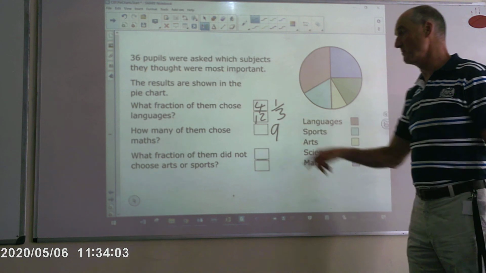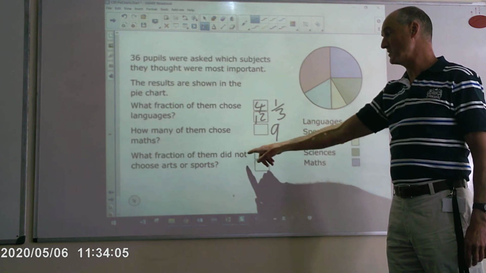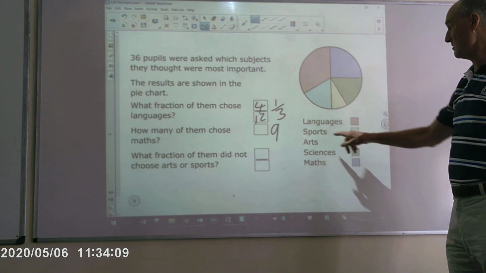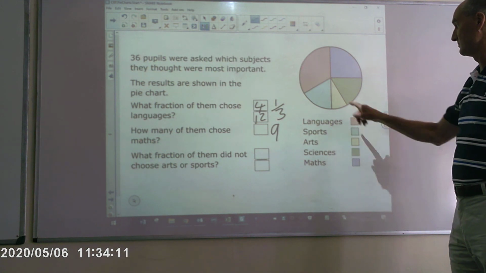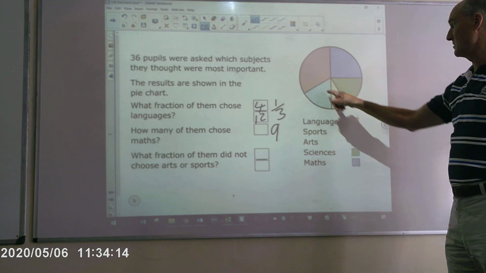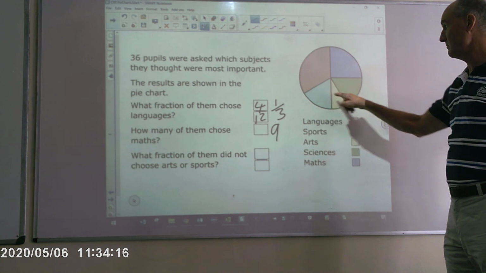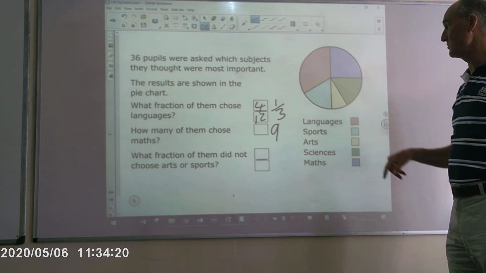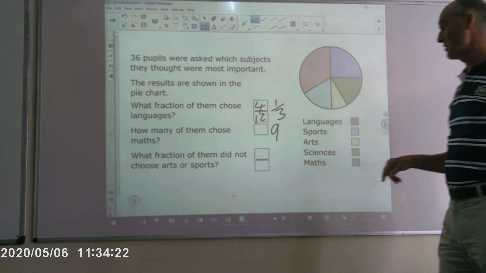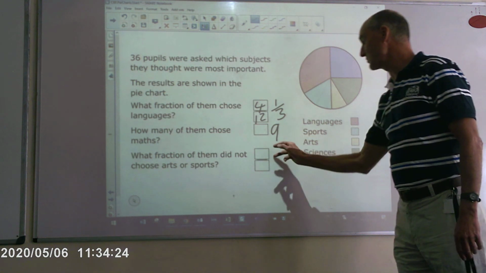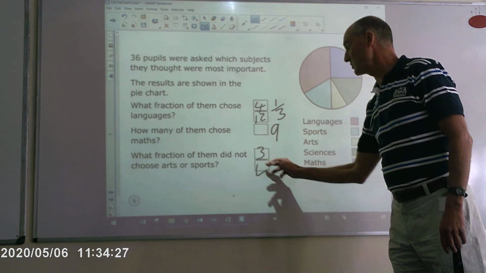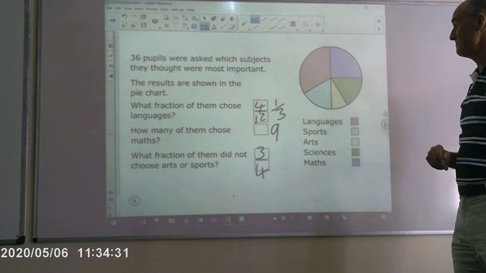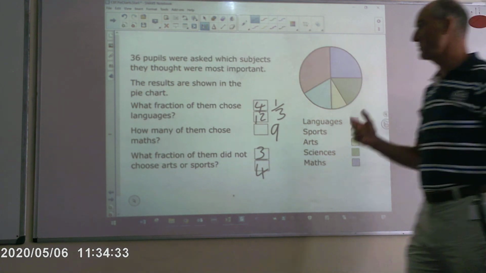What fraction of them did not choose art or sports? So art and sports is a quarter of the people here. Art and sports together, 1, 2, 3/12. Art and sports is a quarter. So 3/4 did not choose art or sports, which is what is left. Okay? Simple example.